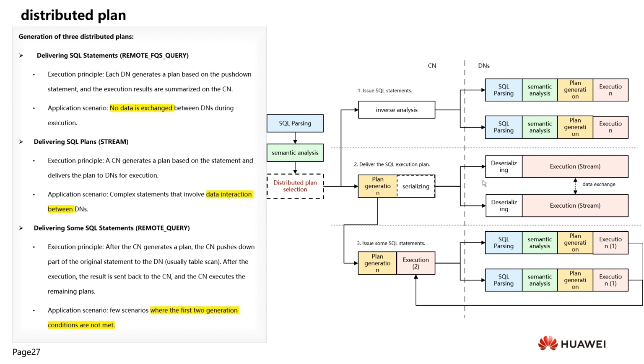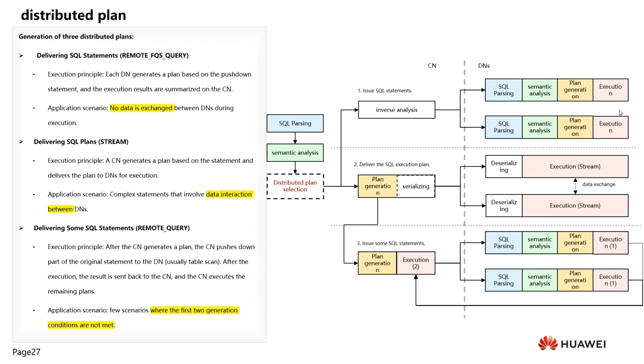Let's refer to the chart on the right-hand side of the screen. When there is a SQL coming in, it goes through SQL parsing and semantic analysis on the CN. The next step is distributed plan selection. When it selects the remote FQS query, the previous analysis is reversed, and what the DN gets in this case is just the original SQL statement. The DN has to go through all the processes of SQL parsing, semantic analysis, plan generation, and execution.